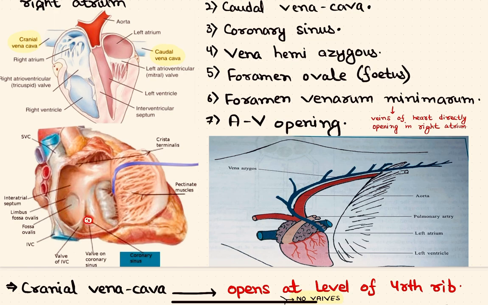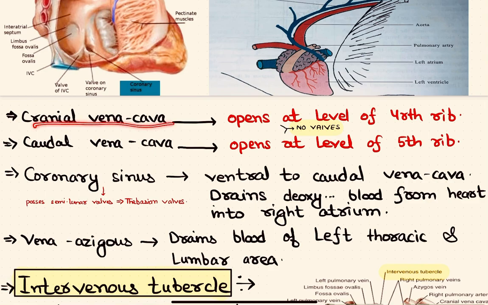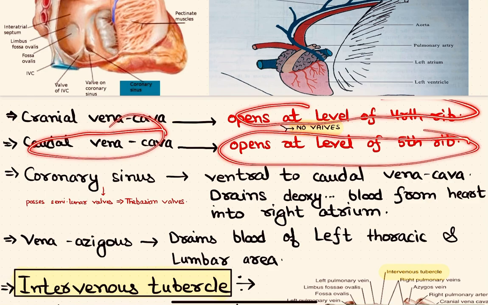This is the opening of the coronary sinus, isn't it? This is vena hemiazygos. As I said, it drains venous blood from the left portion of the lumbar and thoracic region into the right atrium. Like I said, the cranial vena cava opens at the level of the 4th rib. Caudal vena cava opens at the level of the 5th rib.